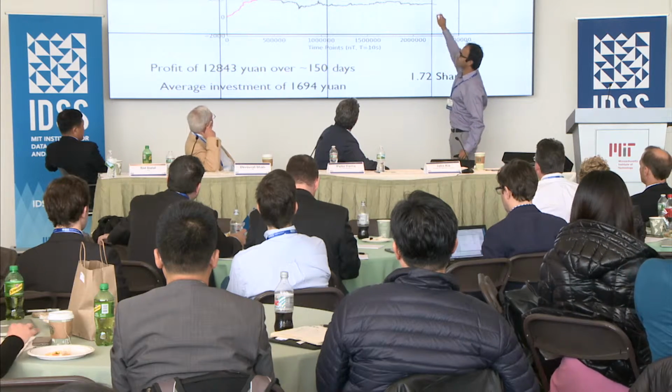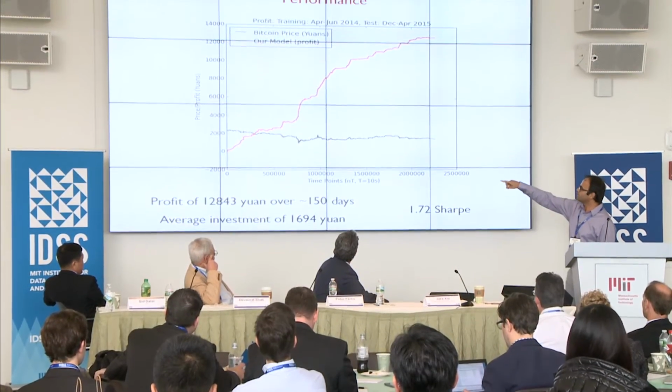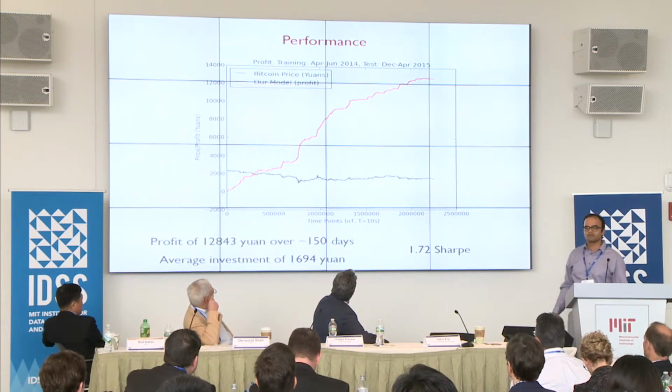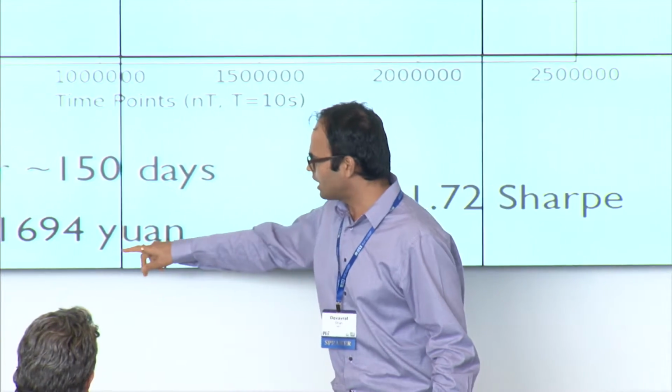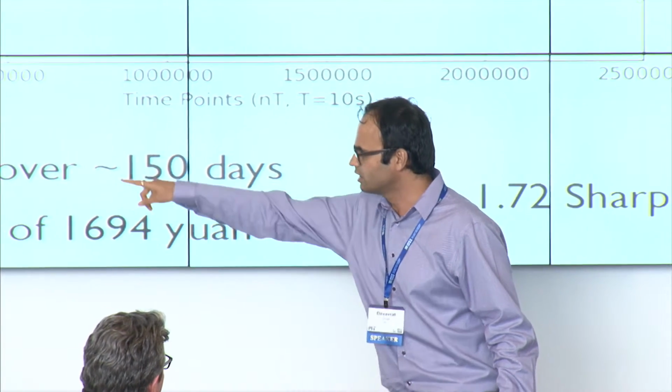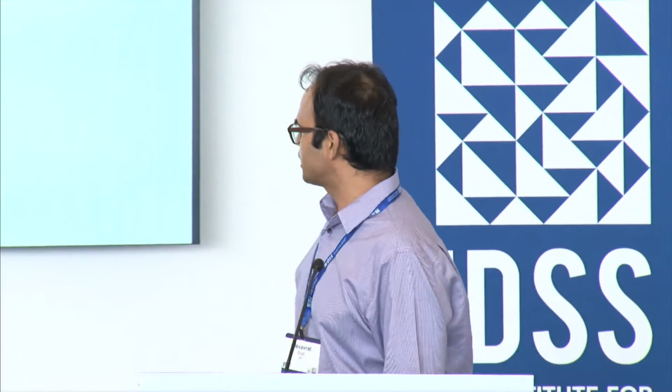This is the price curve. It's oscillating around 2,000 yuan, and that's the cumulative profit. The numbers you want to take away are that roughly in 150 days, with this much average investment, that's the amount, say 7.5 times return, and with that Sharpe ratio. So it's a reasonable prediction method.